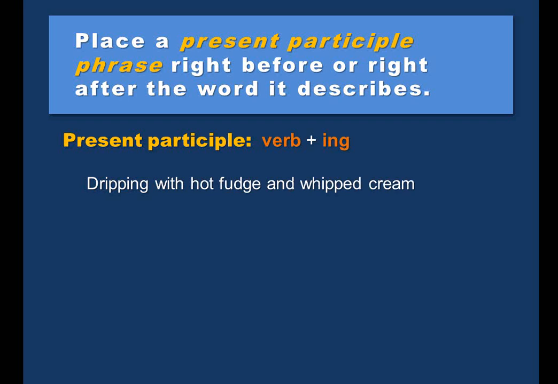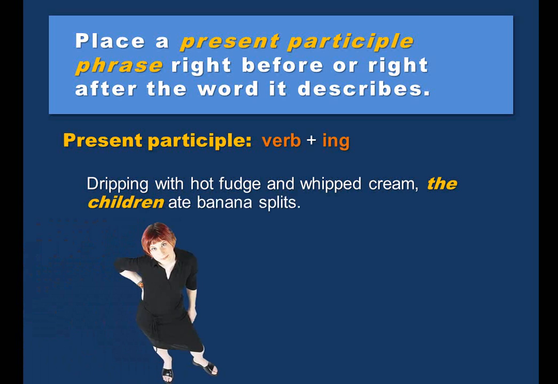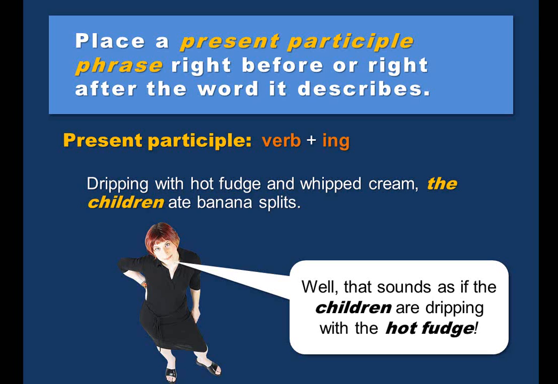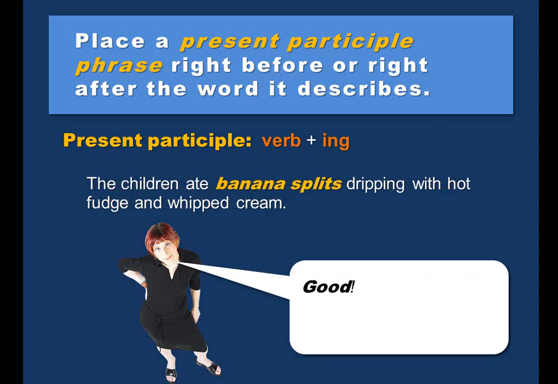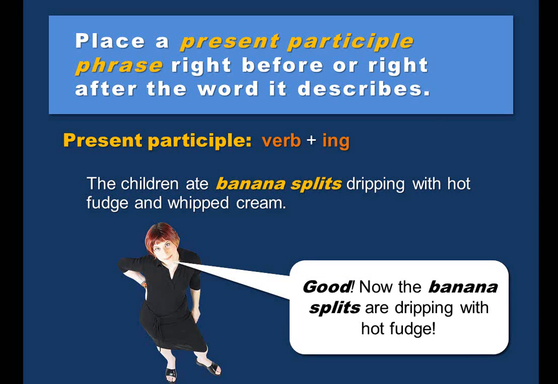Dripping with hot fudge and whipped cream, the children ate banana splits. Were the children dripped with hot fudge and whipped cream? No, it refers to banana splits and not to the children. So, verb plus ing form, that is present participle form, should come closest to the noun that it modifies. The correct answer here would be the children ate banana splits, dripping with hot fudge and whipped cream. Now this sounds good because it's the banana splits which are dripping with the hot fudge and not the children.